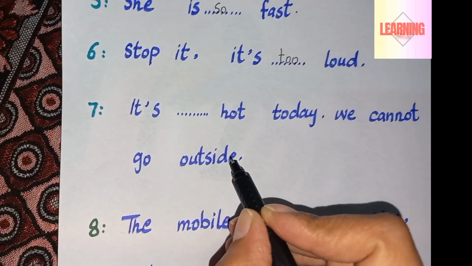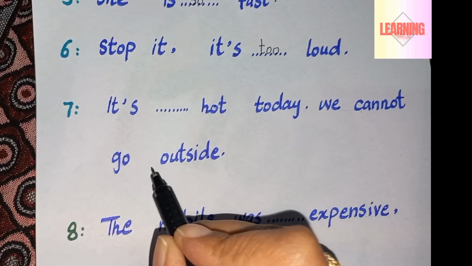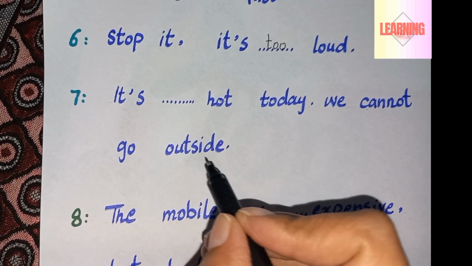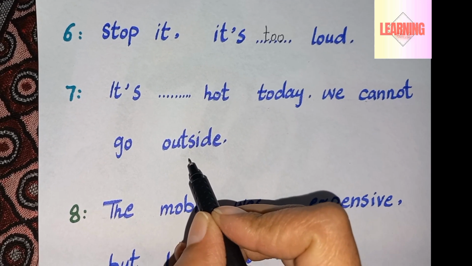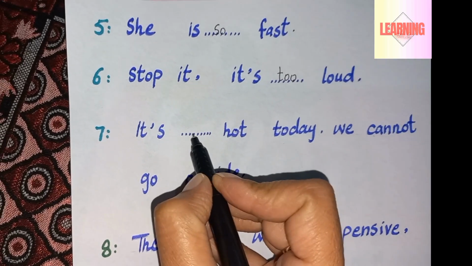It's blank hot today. We can't go outside. It means it's a negative expression. So here it comes "too".